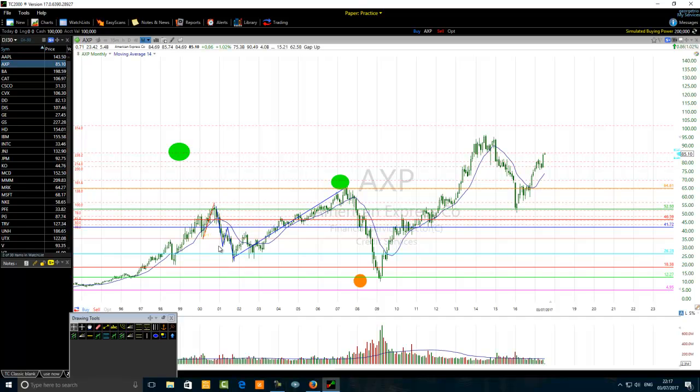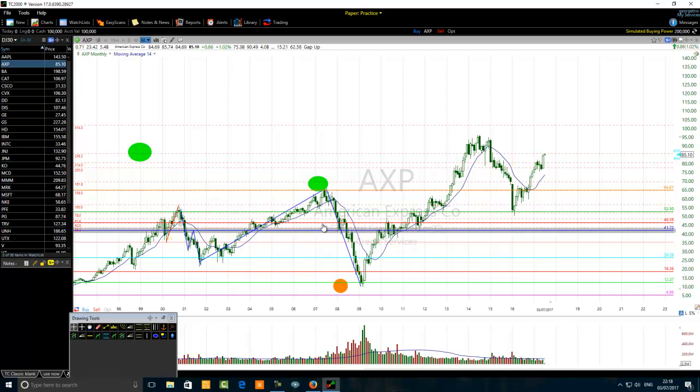Here we can clearly see the internal waves 1, 2, 3, but this one here has been a little bit messy. So we have a flat correction, and this section here is the C part of the expanded flat correction. You can see that the C wave of the expanded flat correction very often can be very fast, quick and volatile.